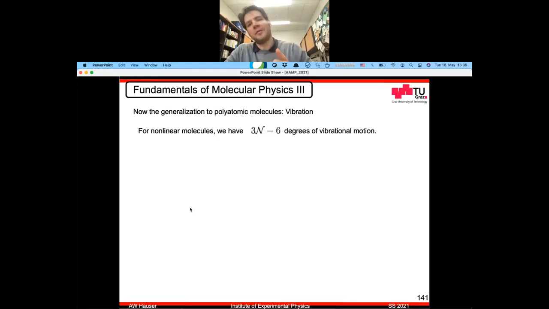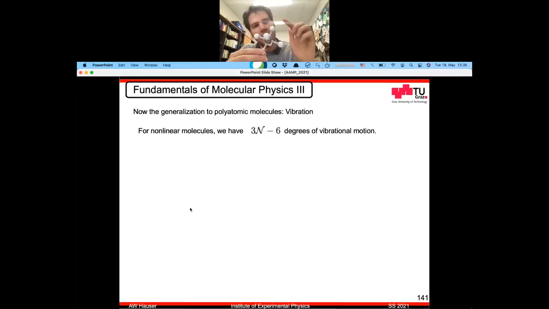We said we have per atom in Cartesian coordinates 3 degrees of freedom, x, y, z. So 3 times n if we have n particles, and then we have to subtract the 3 translational and the 3 rotational degrees of freedom of the total system, because it doesn't matter how our molecule is arranged in space and where it is placed. So this leaves us with quite a few degrees of freedom if we have a molecule like this, right?